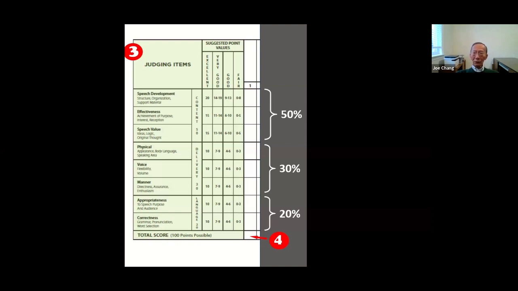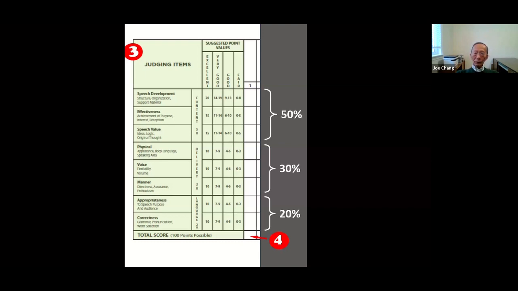Now, when you're talking about correctness, it's so simple. If you use correct grammar, that is correctness, right? If you use good pronunciation, that's correctness. So that's how we differentiate language appropriateness from the correctness of the language. That part counts for 20% because each one contributes 10% of the weight of the judge.